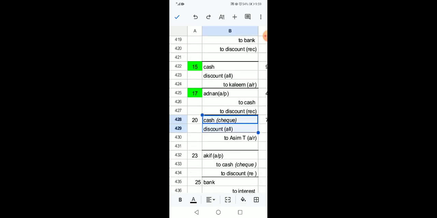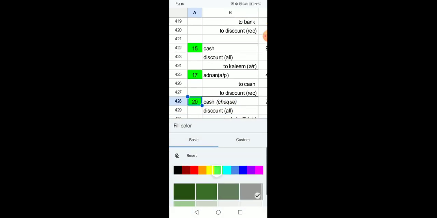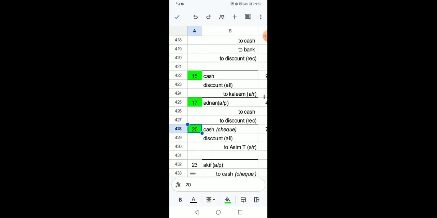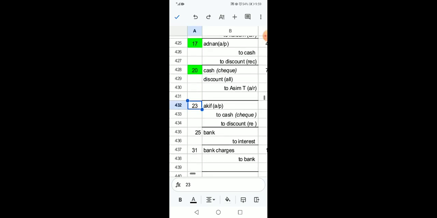There were two elements, cash and discount, written on the same line. Reference was same, Asim. Entry number 20 completed. Mark it as it has been done. Entry number 20, 7800 and 200 you have posted. All right, now next entry is 23.